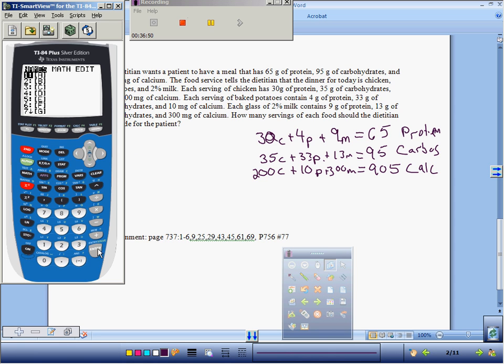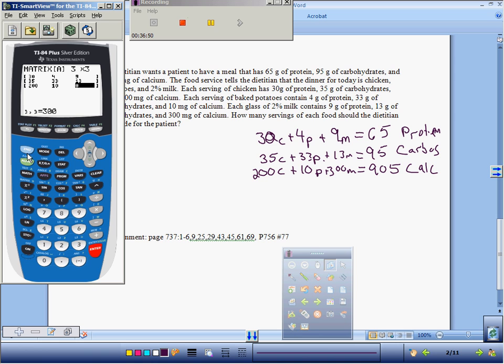And you hit A. No, you go second matrix, and you go to edit. A. You want to call that a 3 by 3 matrix. So you go 3 by 3, and then you hit enter, and you'll get 3 rows and 3 columns. Then you put in these numbers, okay? 30, enter, 4, enter, 9, enter. You can just keep going: 35, enter, 33, enter, 13, 200, 10, and 300, right?